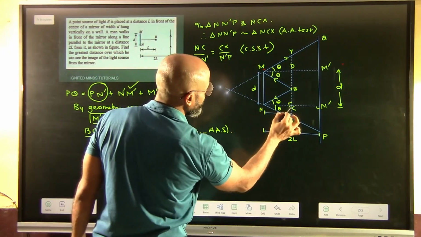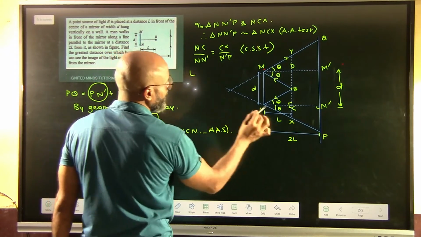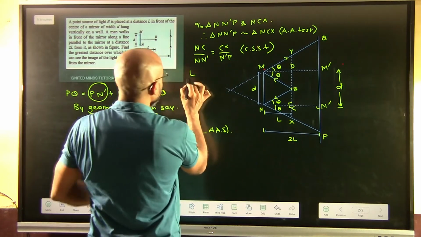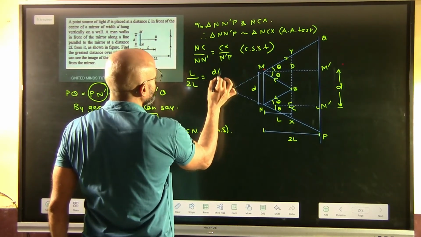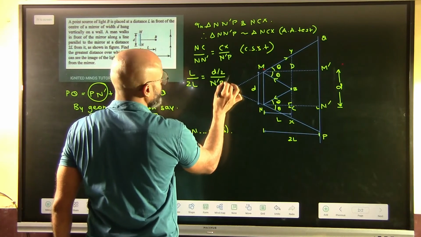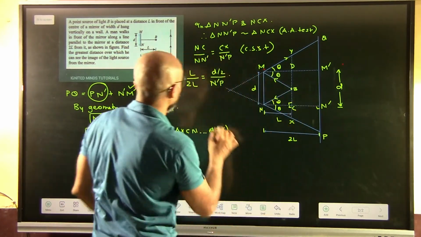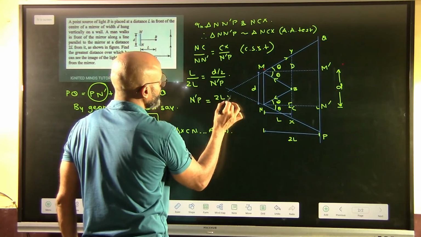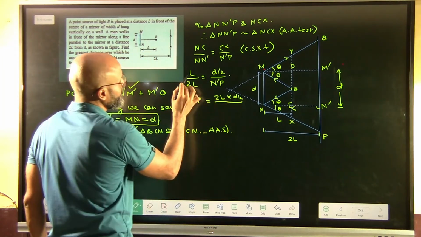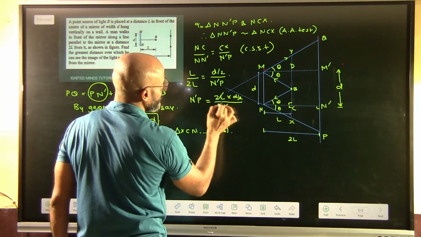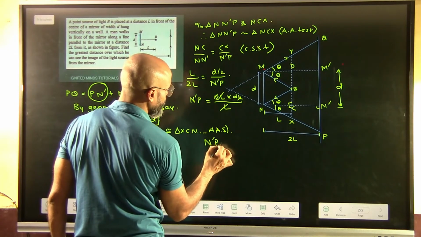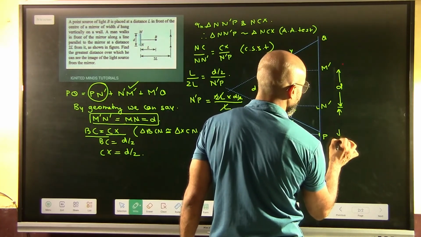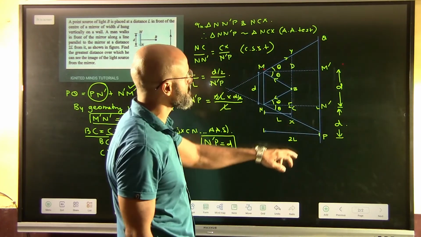So NC is how much? This will be obviously L, and N dash will be 2L, so this will be 2L. CX is D by 2, and here we have N dash P. So N dash P will be equal to 2L into D by 2 upon L. This gets cancelled, so N dash P will be equal to D, which means that this particular side will also be D.